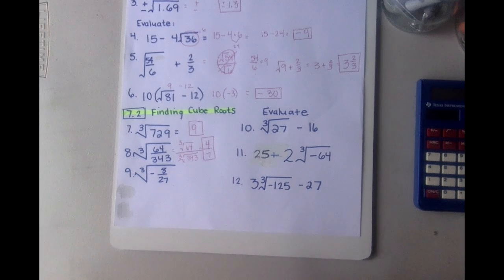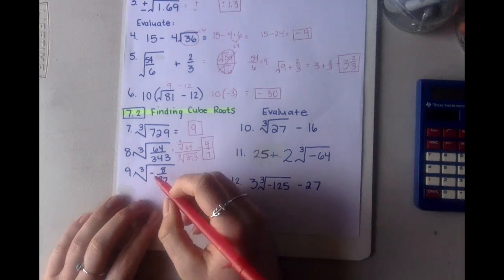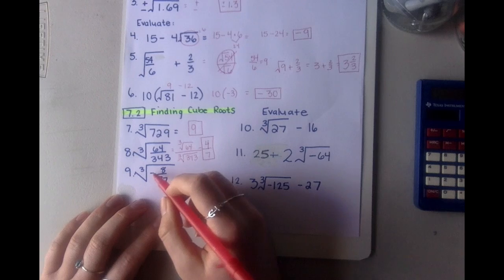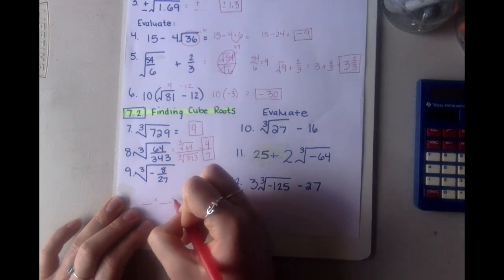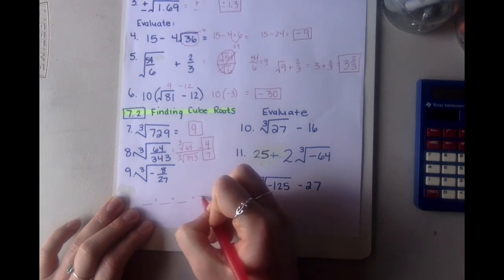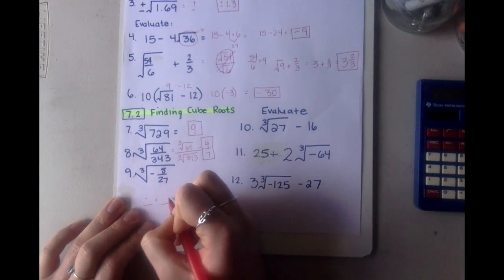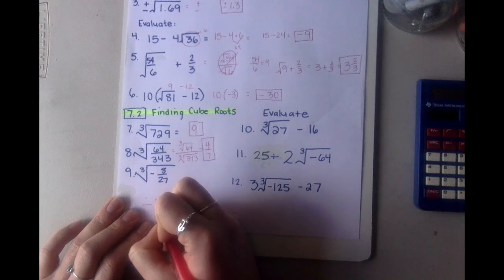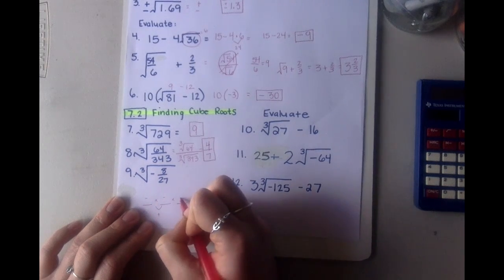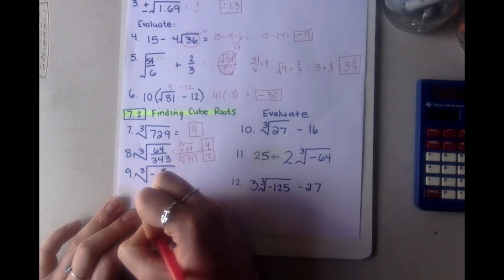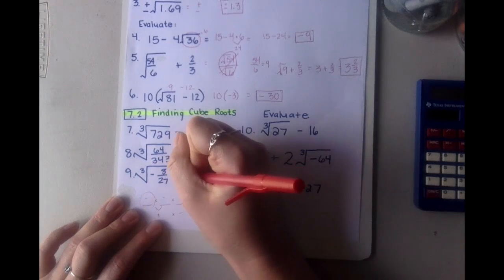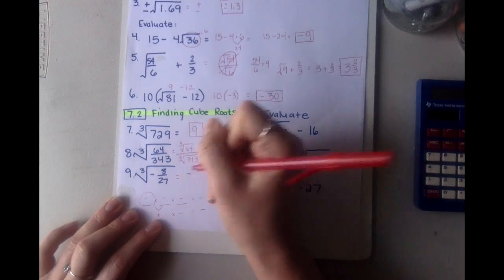Now for number 9, this negative right here tells me I have to think about what times what times what is going to give me that negative. Well, I know a negative times a negative is a positive, so then a positive times another negative equals that negative. So I know no matter what, my answer has to be negative.